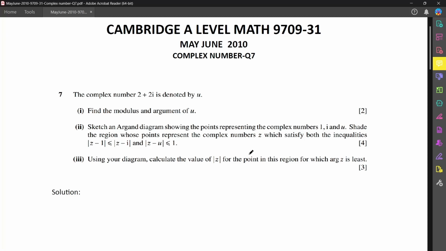Today we are going to see a different concept, complex numbers. We're going to see a question on complex numbers from May June 2010, Cambridge A level Pure Math paper 970931. Let's quickly move on to the question. This question is totally 2 plus 4 plus 3, which is 9 marks.